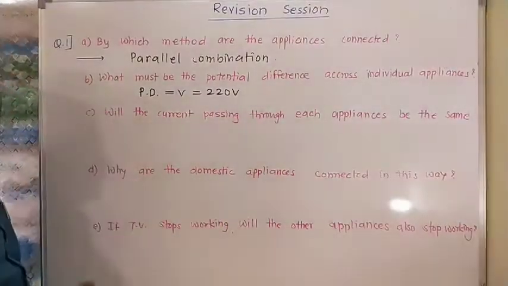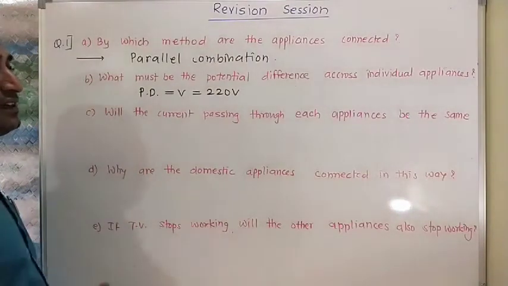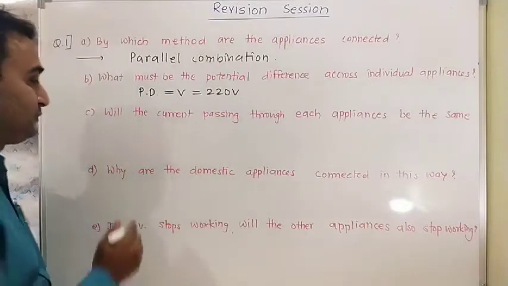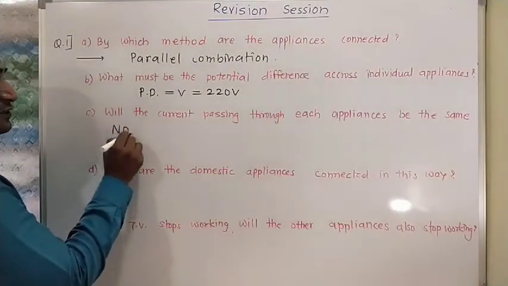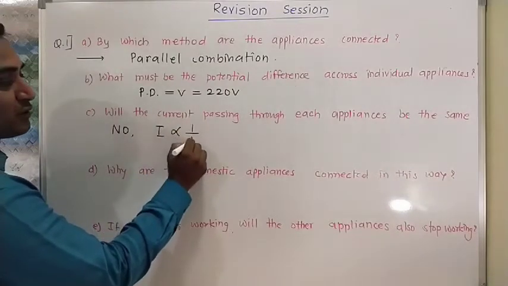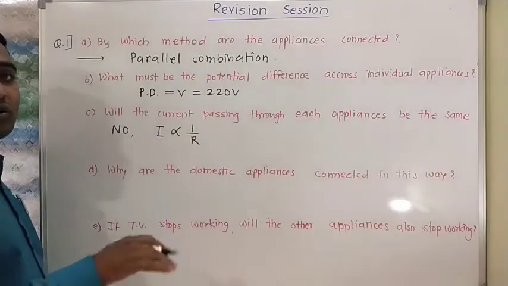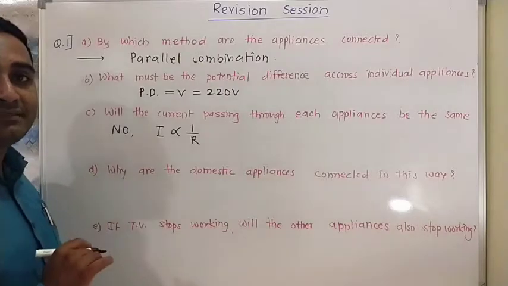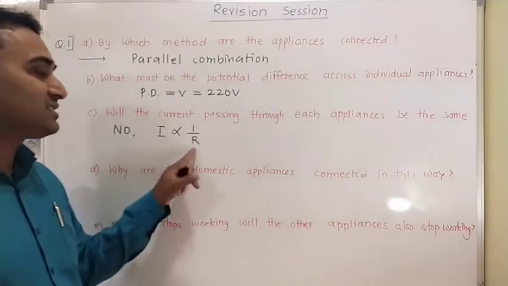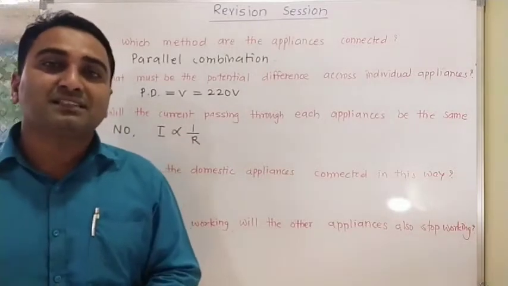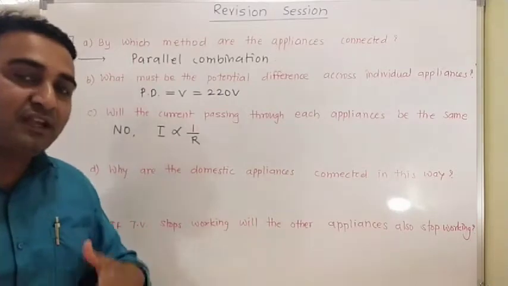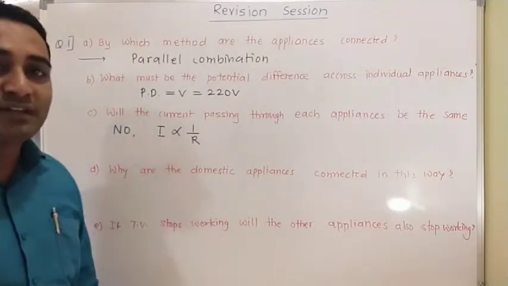The third question they have asked: will the current passing through each appliance be the same? No. Why is the answer no? Here current is inversely proportional to resistance. So the more the resistance, the less the current. The less the resistance, the more the current will flow. What is resistance? Resistance is the capacity of a wire to oppose the current. So if the capacity is more, less current will go.